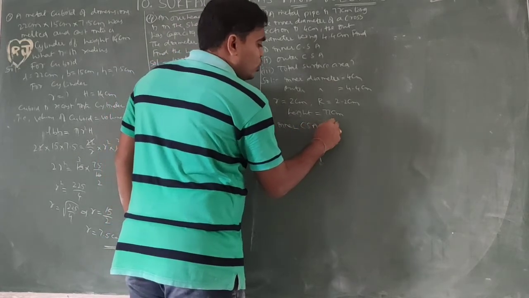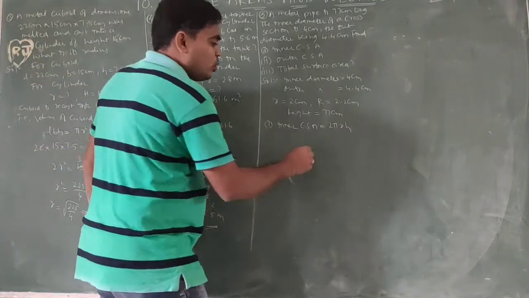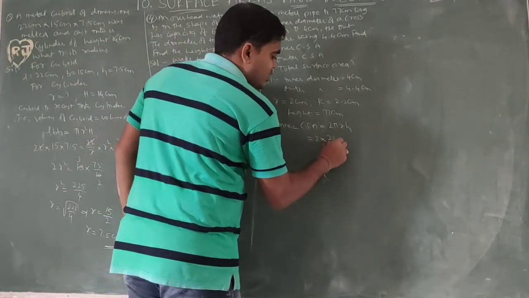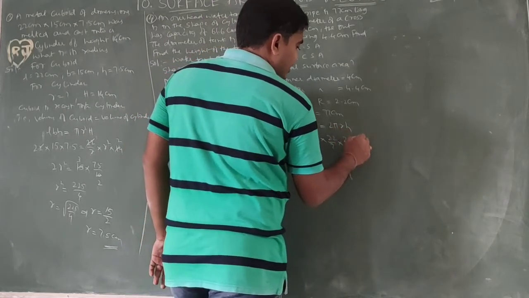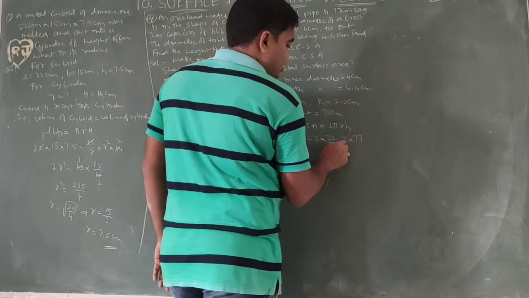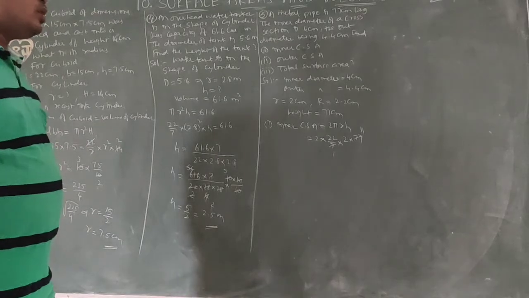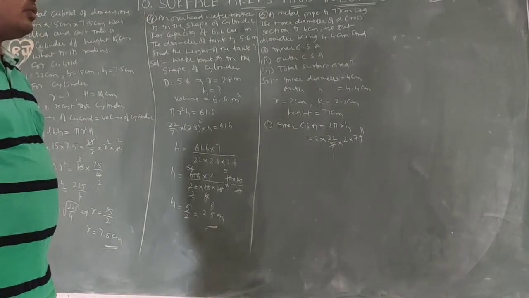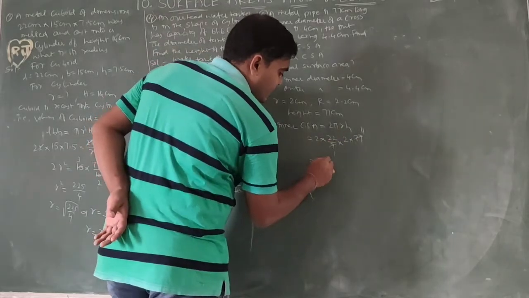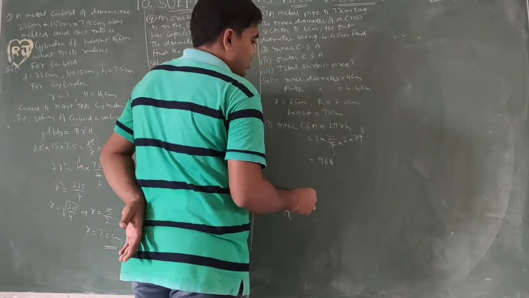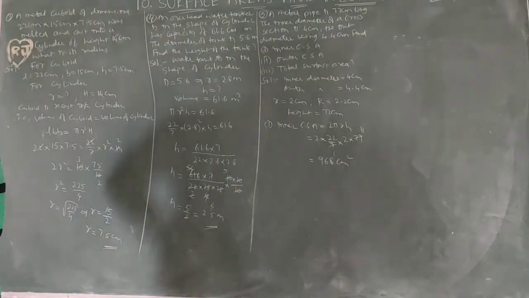Now first one, inner CSA is 2 pi r h. So small r I am taking. So 2 into pi 22/7 into r equal to 2 into height h equal to 77. 7 into 1, 7 into 11. Next, if we simplify, 2 into 2, 4 into 22, 88. So 88 into 11, 968 centimeters squared. So this is the inner curved surface area.